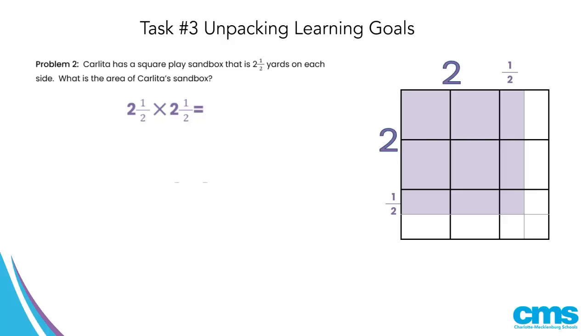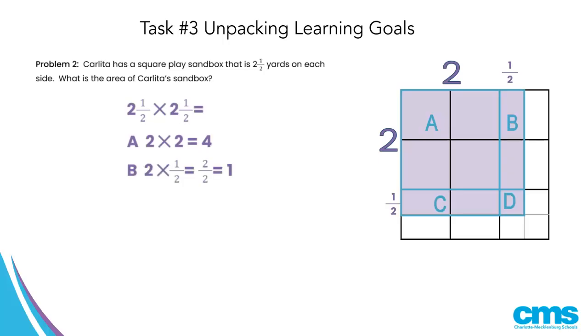So I'm representing this as 2 1/2 and 2 1/2 on graph paper. I'm going to partition the sections again into A, B, C, and D. This time section A is 2 times 2, which is 4. Section B is 2 times 1/2, which is 2 halves if I'm using repeated addition, but I could also just see that that is 1.